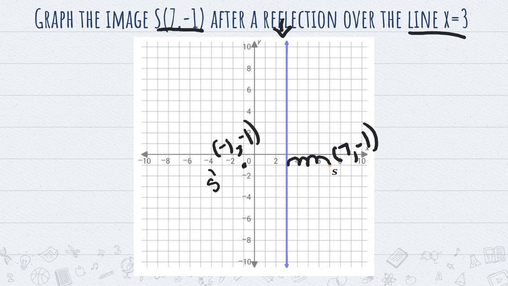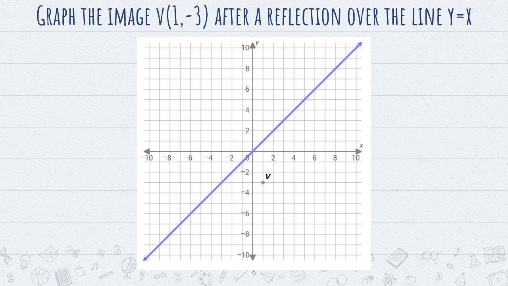So what relationship, if any, exists here between the point that we started and the point that we ended? Is there a specific relationship? Okay, so now we're getting a little bit tricky. So it says to graph the image V, which is at 1, -3, after a reflection over the line y equals x. So the point V is at 1, -3.